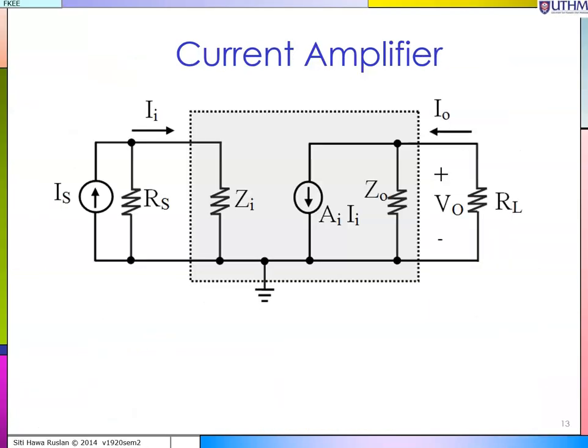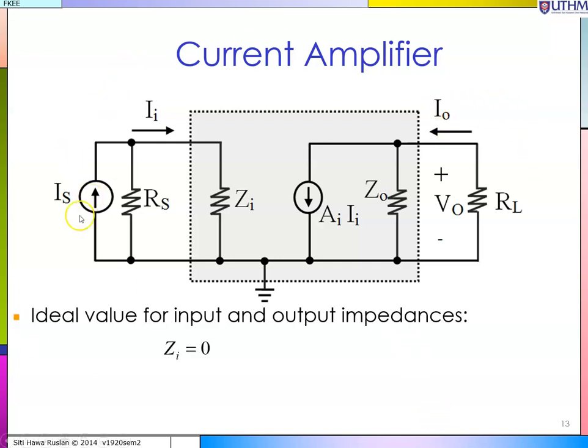Now we move to the last amplifier, which is the current amplifier. For a current amplifier, the gain will be IO over Is. Okay, and the input impedance over here should be 0 because you want Is equals II. So we want to ignore the effect of Rs. All the source current will be delivered to the input section of your amplifier. As for the output impedance, we want IO equals AI II. So ZO over here should be infinity.